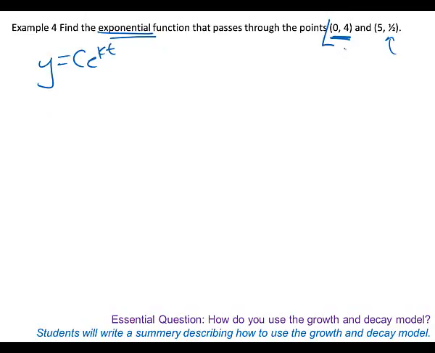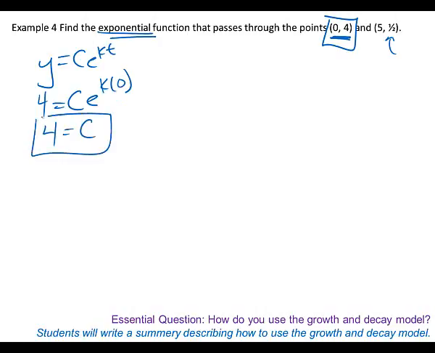We're going to start with this initial point here. What's going to go in for the y? 4. C, and this is going to solve for c for us. K times, what's going in for the t? 0. K times 0 is what? 0. Anything to the 0 power is 1. So c is 4. Oh, I shouldn't have boxed it, but anyways, we boxed it.